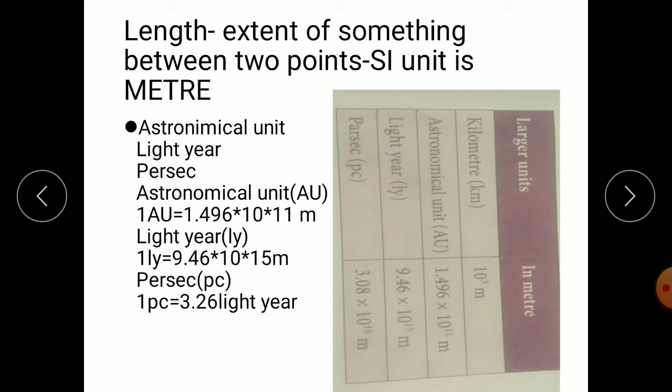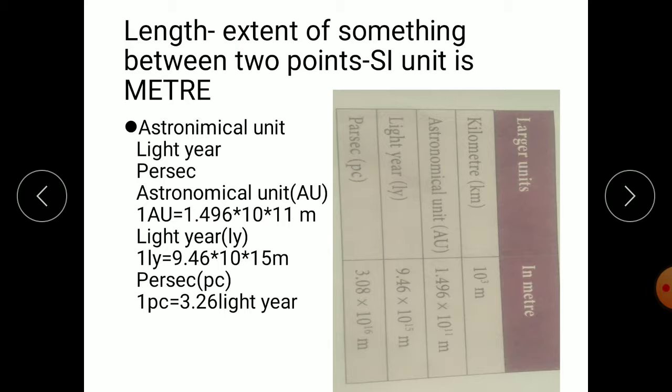1 meter is the distance traveled by light through vacuum in 1 by 299,792,458 second. That means light travels in vacuum, per second, about 3 lakh kilometers.